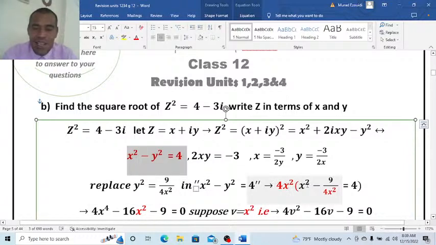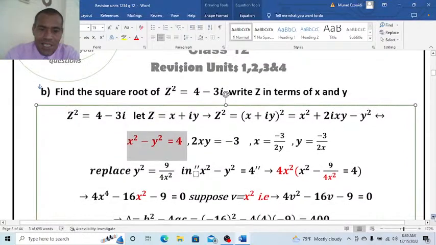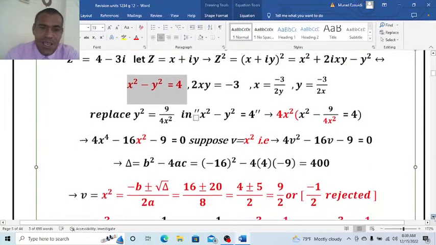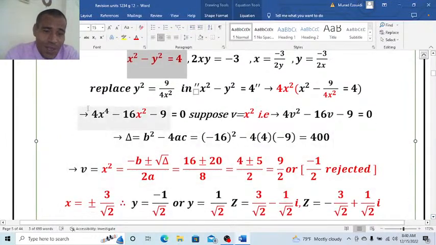It will be 4x to the power 4 minus 9, then equal 4 multiplied by 4, which is 16x squared, then 16x squared should be transferred to the left hand side. So the new equation that I will get here is 4x to the power 4 minus 16x squared minus 9. Now you see this one, x to the power 4 means x squared all raised to the power 2. So I will suppose that small v equals x squared.